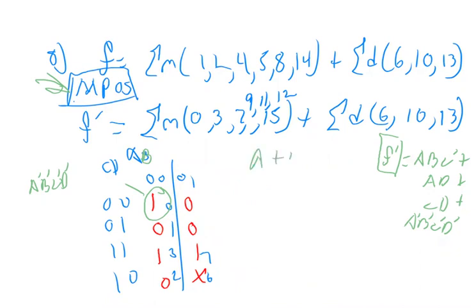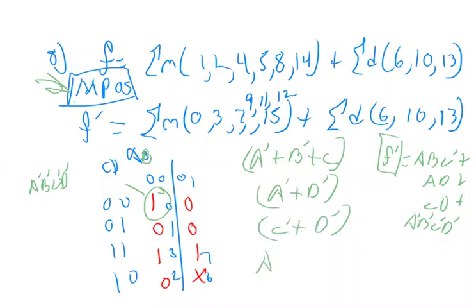A or B or C, times A or D, times C or D, times A or B or C or D. I can't write it in one line, so I'm going to write it as F. And that is a minimum product of sums.